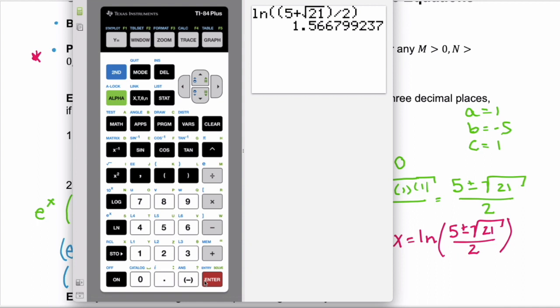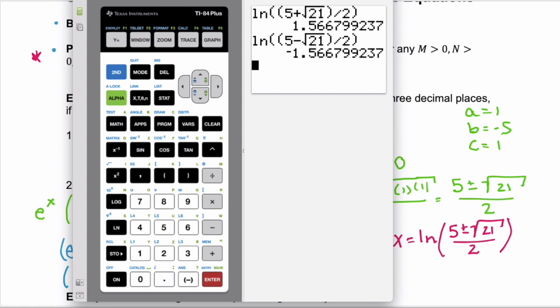of 21 over 2. We want to do the same thing, but for 5 minus the square root of 21 over 2. Oops. See, if you don't hit the arrow key, you end up staying inside those parentheses, which happens more often than I would like to admit. Okay, here we have the minus version.